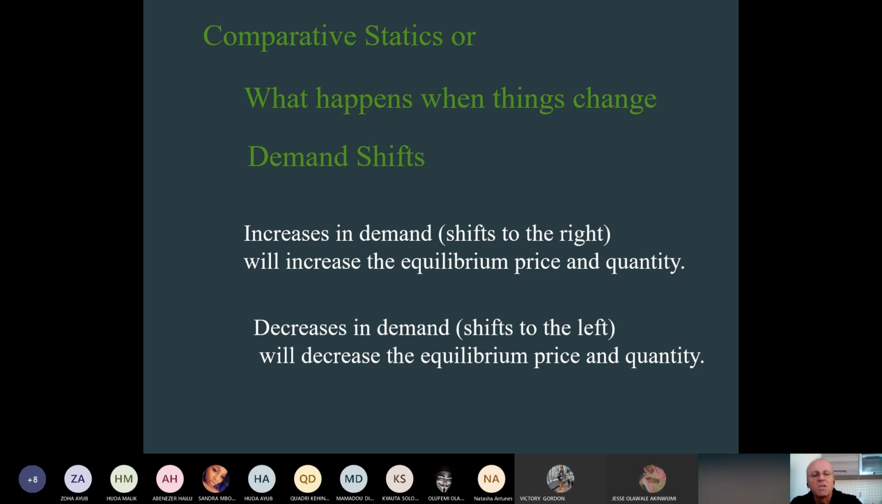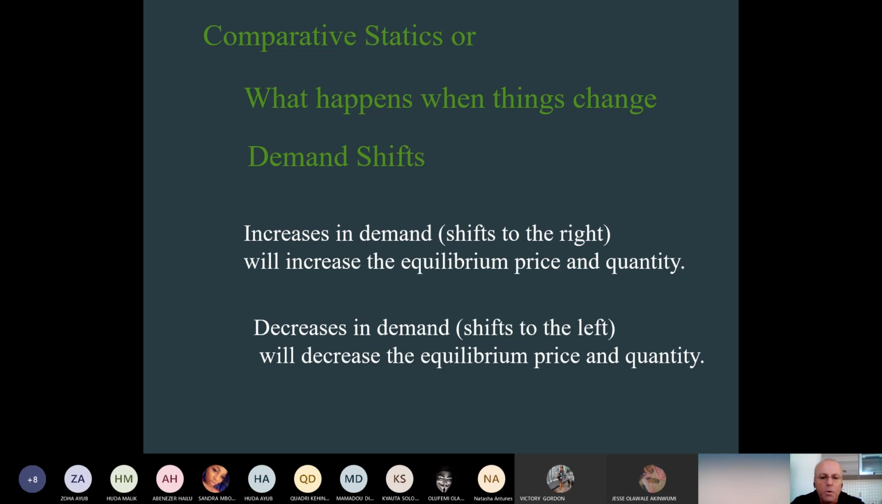sometimes shifts to the upper level, sometimes shifts to the lower level, and we want to know what is going to happen in the market. If it is increased, then of course an increase in demand, a shift to the right, will increase the equilibrium price and quantity. Well, you understand, shift the demand to the right. We are moving to the right.